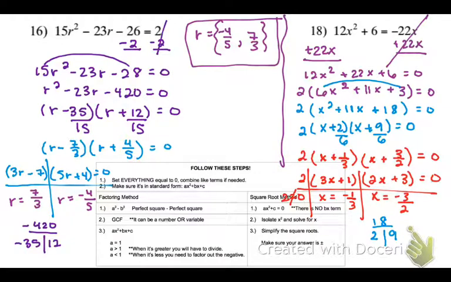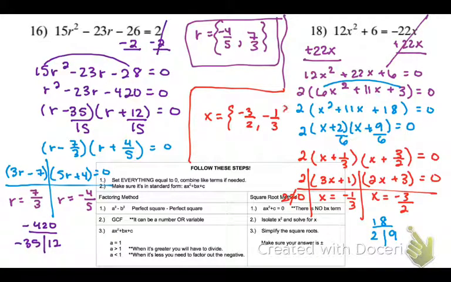So then these are your two answers for this one. And I'll write it here so you guys can see it better. So this one is x is equal to negative 3 over 2 and negative 1/3. Okay, and those would be your two answers. Again, zeros, solutions, x-intercepts on a graph, however you remember your roots. Okay, these are all the same thing.